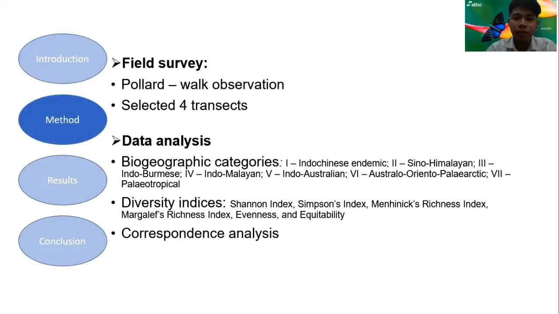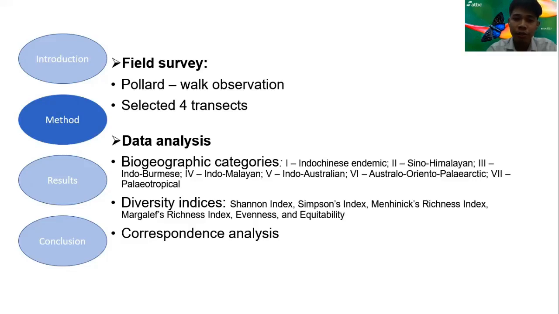Applying a standard method, Pollard walk, for sampling butterflies, I worked at 4 transects. I also compared my own data with data collected in the past couple of decades to have a broader picture of diversity and spatial environmental parameters. For the butterflies that we found, we classify them based on the extent of species distribution.